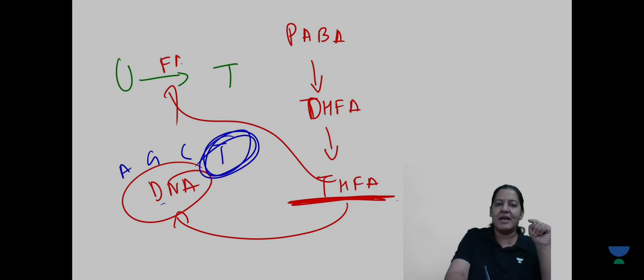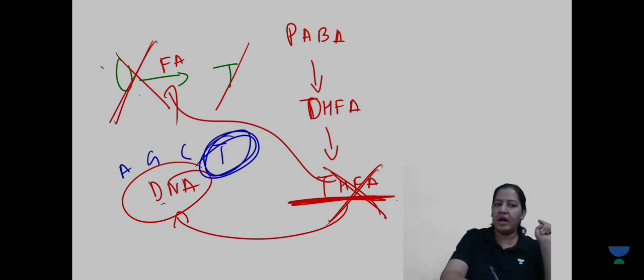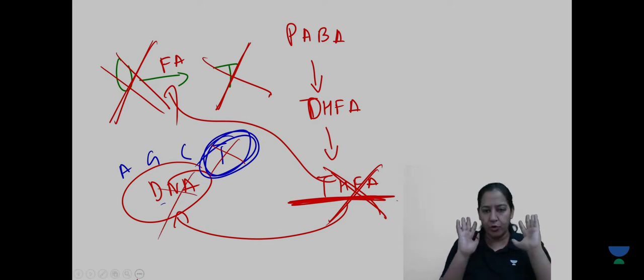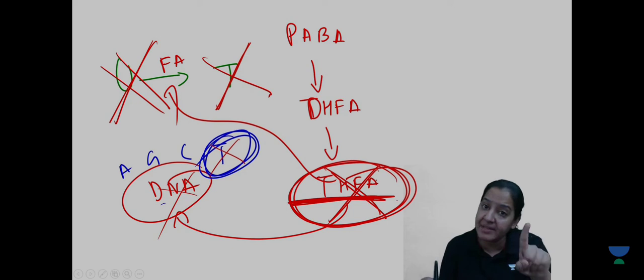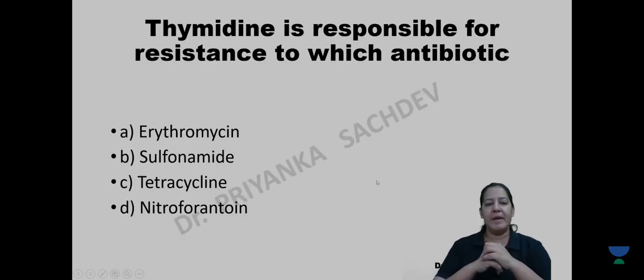If folic acid is present, uracil will get converted into thymidine and DNA can be formed. If folic acid is absent, uracil will not convert into thymidine, and thymidine will not form, DNA will not form. You got my point. So folic acid is required for thymidine synthesis in DNA. You got my point. Now read the question. Now I guess you will be able to solve it.